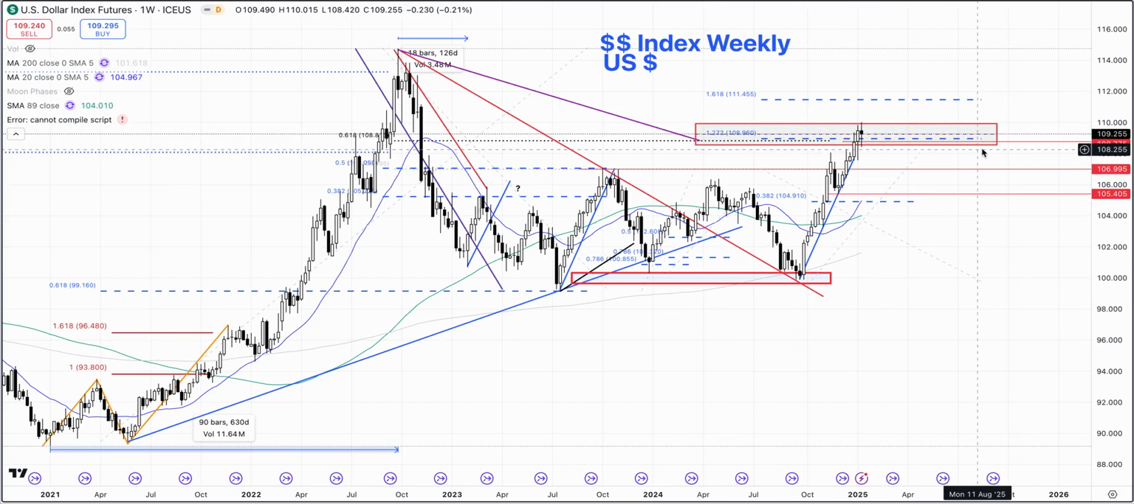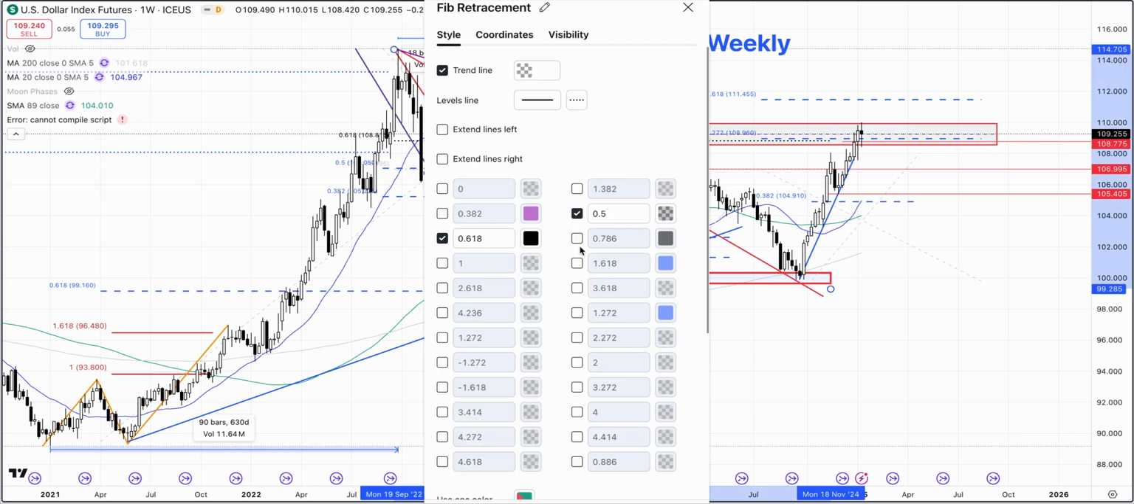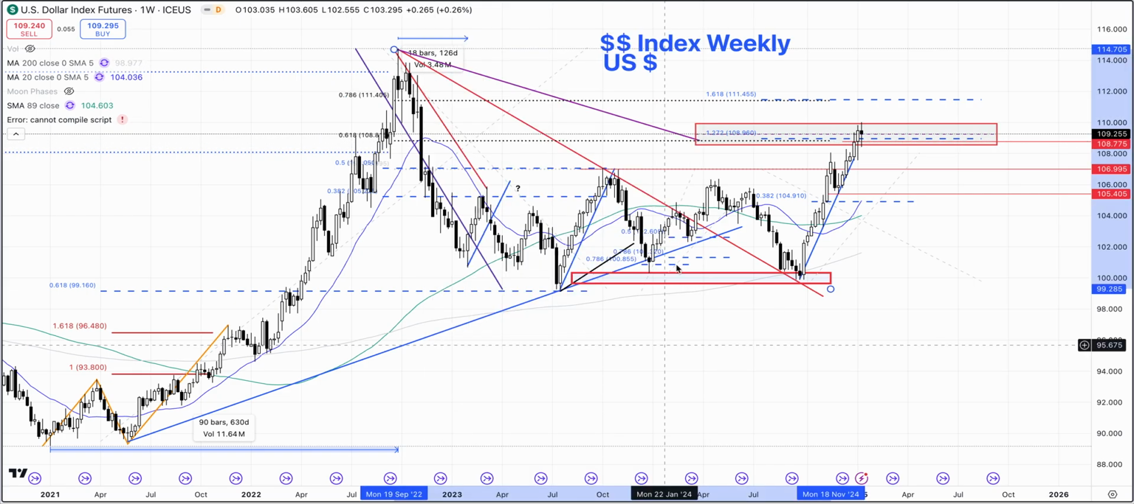Now it's right into this box which we have been watching for quite some time. There's still a possibility, if the dollar remains strong, we can hit the 1.618 expansion level, and then we also have the 78.6% retracement at 111.45 level as well. So that is another strong resistance level. So the market was on the weekly basis sideways, range bound market. Let's see what the next week will bring.